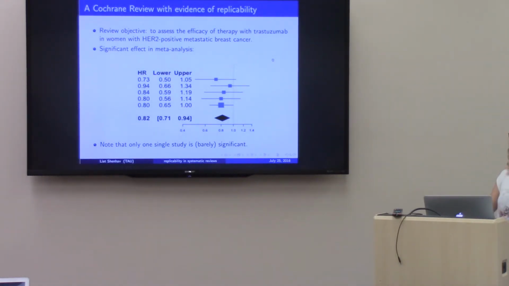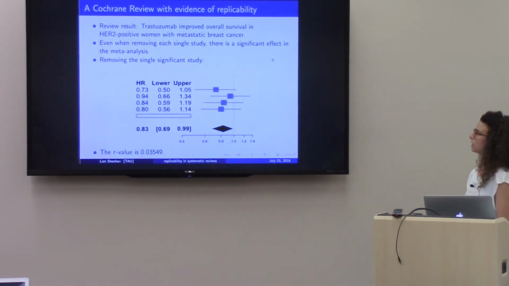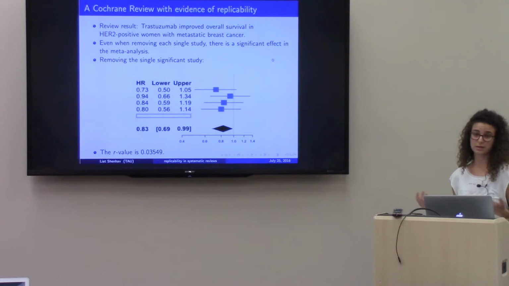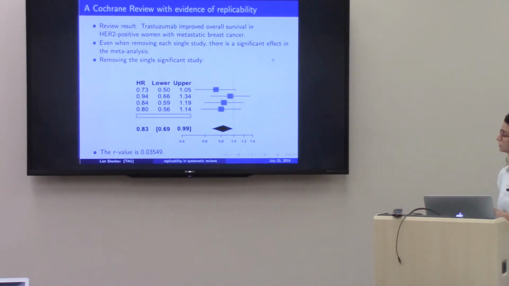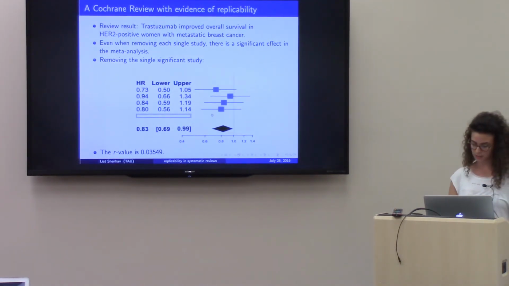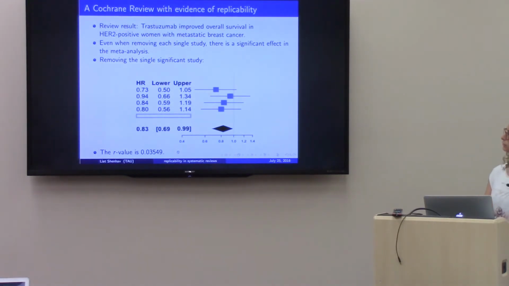And if we do the sensitivity analysis I just told you about, removing the most significant study, the meta-analysis is actually still significant, meaning there is an effect in at least 2 of the studies, even though none of them is now significant. So we're gaining power, and this is good, and the R value indicates that. The R value is smaller than our significance level.